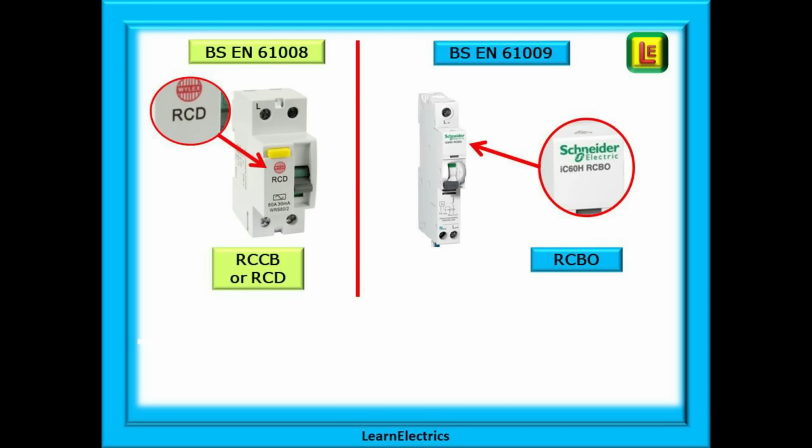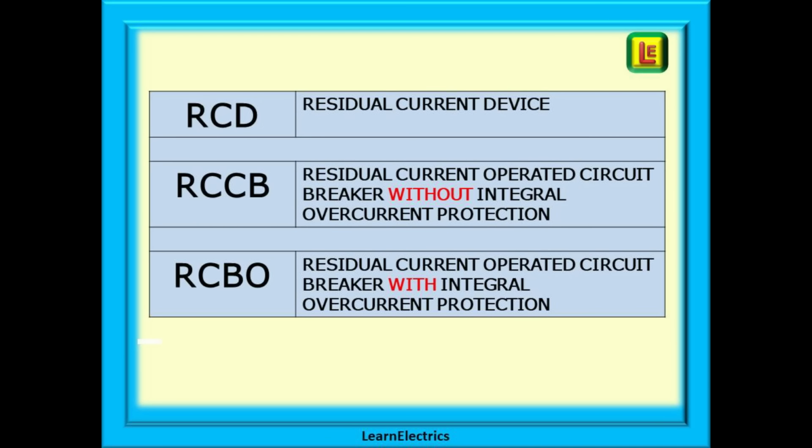The RCCB is often marked as RCD as shown on the left, and if we talk about RCDs we are really discussing RCCBs. It's just one of those peculiarities of the electrical trade. And there is the RCBO, shown on the right and identified with the letters RCBO. So the RCD is the family name. It stands for Residual Current Device.